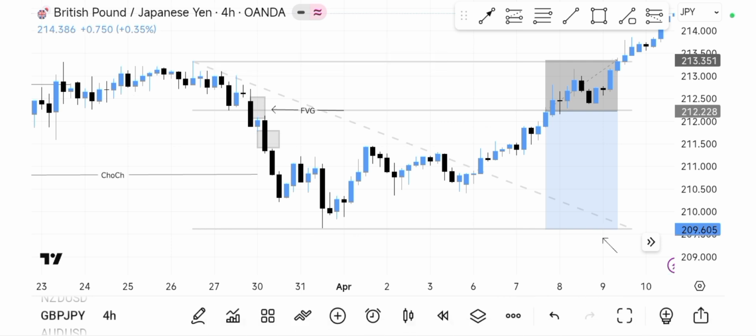So going into next week, I would always have to bear in mind to be cautious of what you consider a change of character, a break of structure, and always be wary if there is liquidity that is not tapped above previous highs. And so we will be moving on to the next trade, which is on AUD USD.